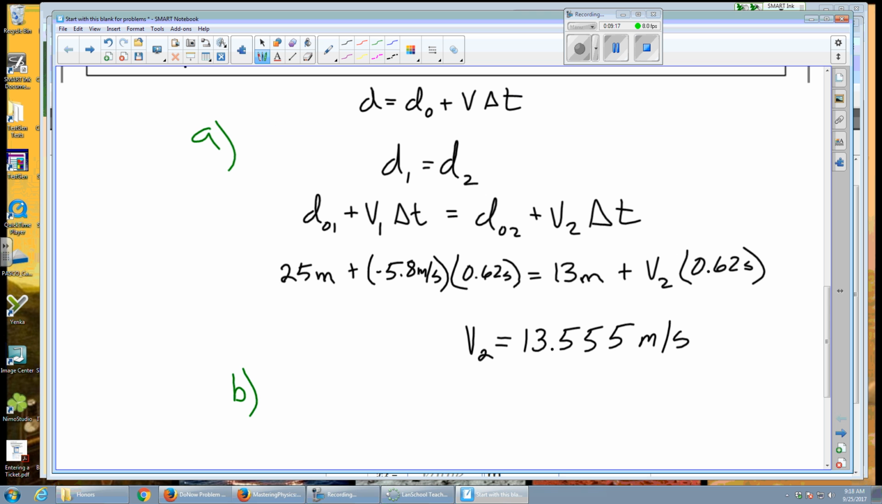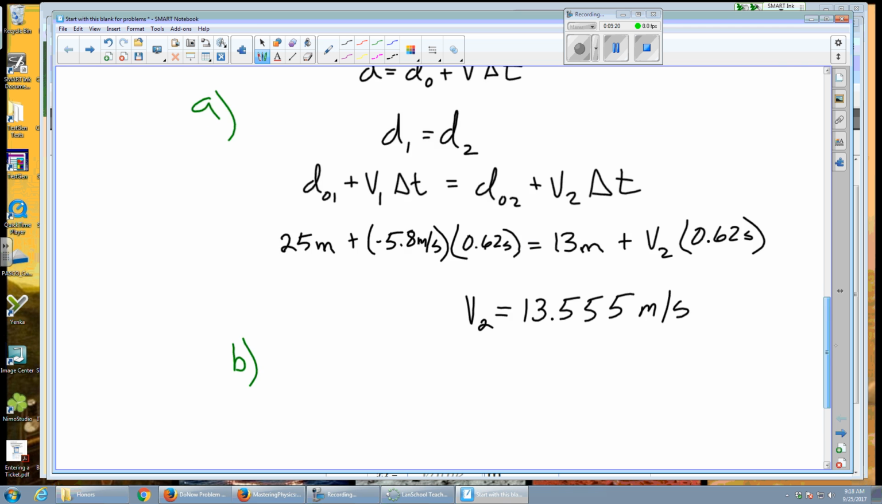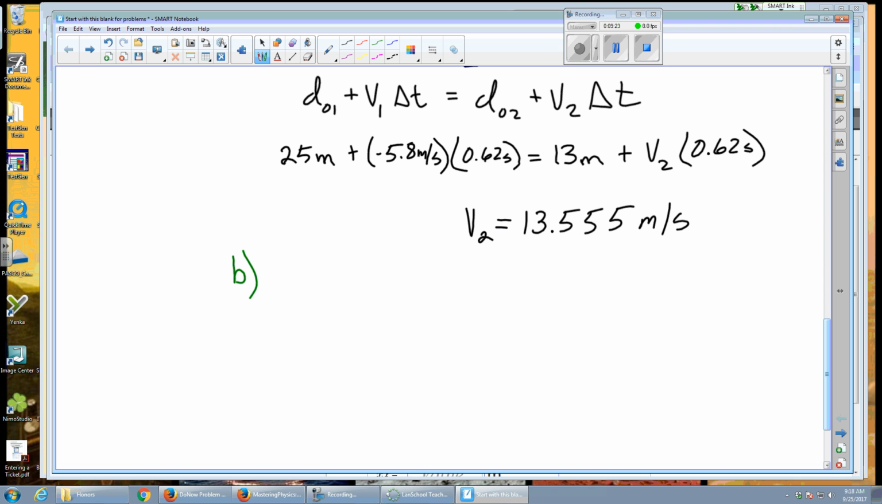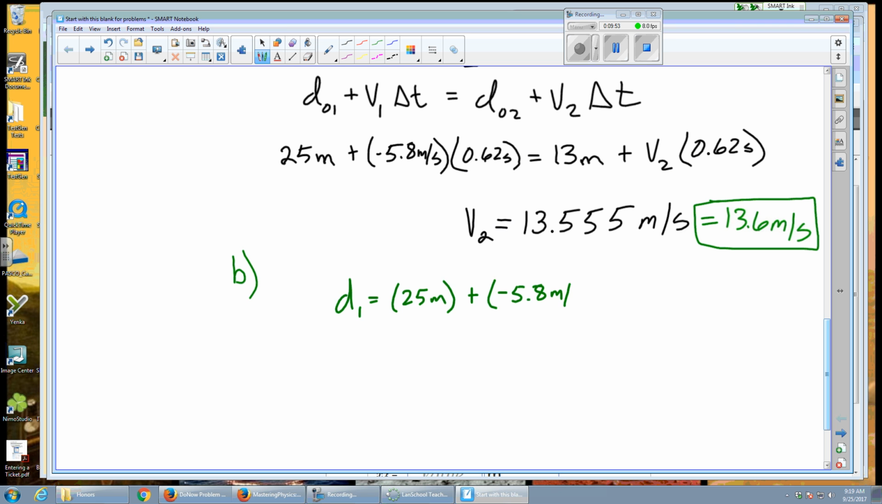And part B, they want to know the position. Now, if I was unsure, if I hadn't checked that number like on a test, so this actually I would write as 13.6. That would be my final answer, 3 sig figs. If I wasn't sure of that, I'm going to use this side to find that position because that doesn't count on if I made a mistake there. So I'm going to look for D1, and that's going to be the 25 meters plus negative 5.8 meters per second times 0.62 seconds.